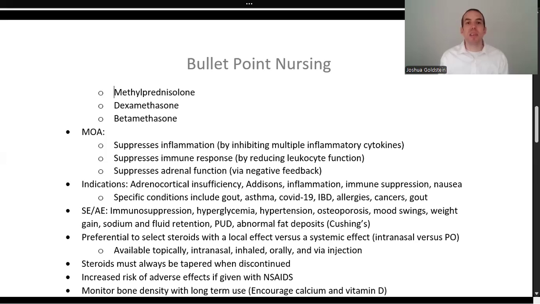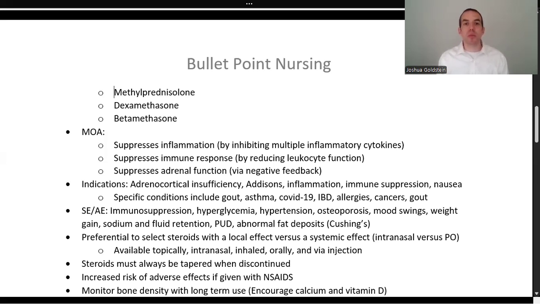It does also suppress immune response, and it suppresses adrenal function. The suppressing adrenal function, it really does via negative feedback. And this one is important to know because if a patient is taking steroids more than 1 or 2 doses, they're always going to have to taper the drug down, which we're going to talk about in a minute. But I just wanted to point that out.